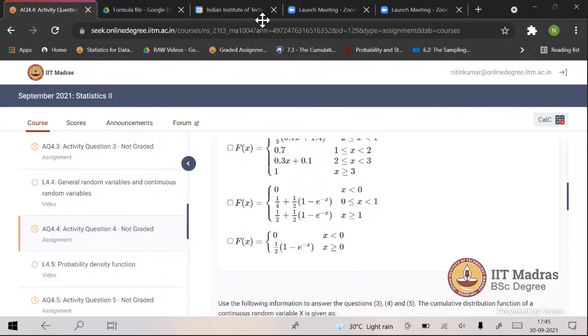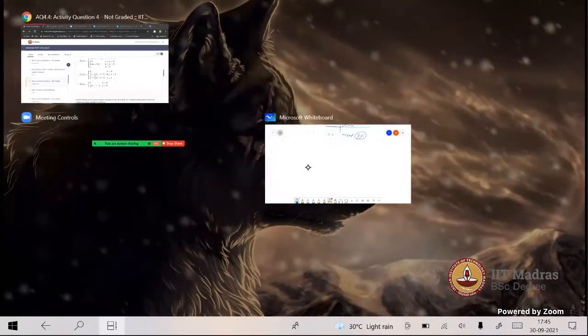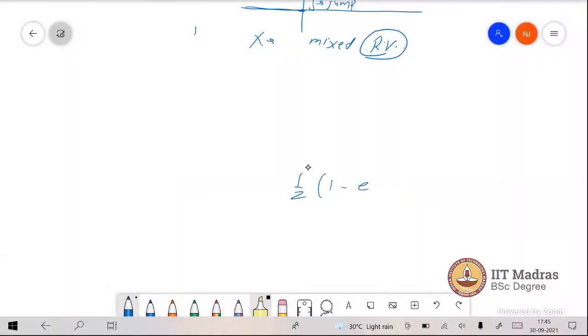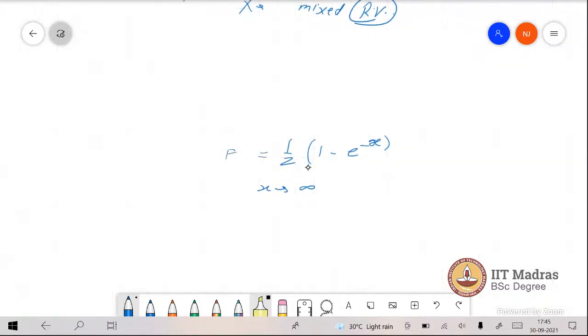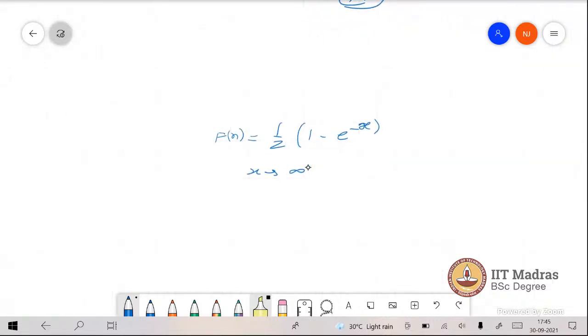When x tends to infinity, the function value is 1/2. Look at the function: it is 1/2 into 1 minus e raised to power minus x, right? When x tends to infinity, what is the function value? It is 1/2, sir. So it is not tending to 1, right? Yes, sir. So this is not a CDF.